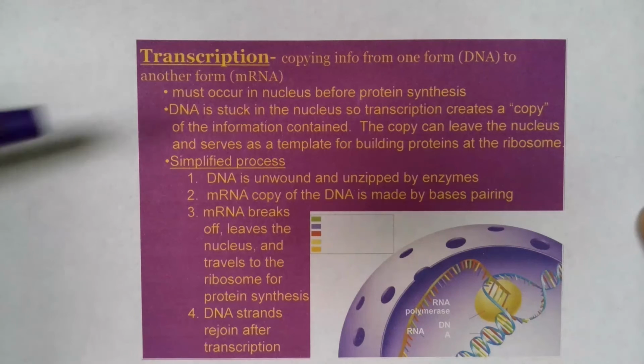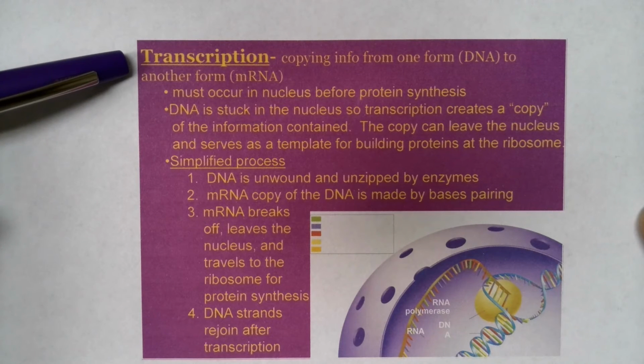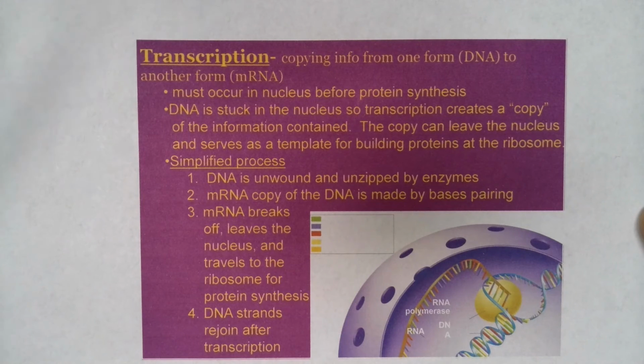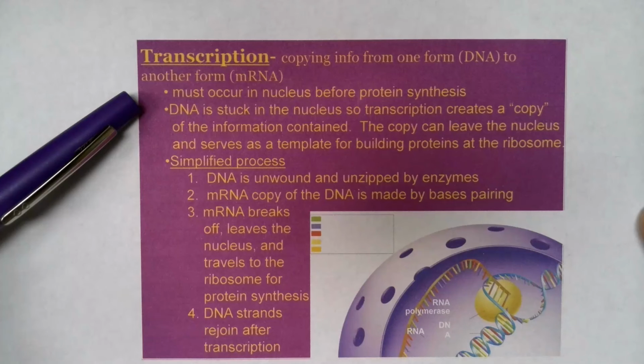So this is copying the information from the DNA into a new form, the messenger RNA. A good analogy for this is if I am talking and I tell you to write something down on your paper, you take my spoken word and you transcribe that into written words on your paper. That's what transcription is. So transcription has to happen in the nucleus before a protein can be made.